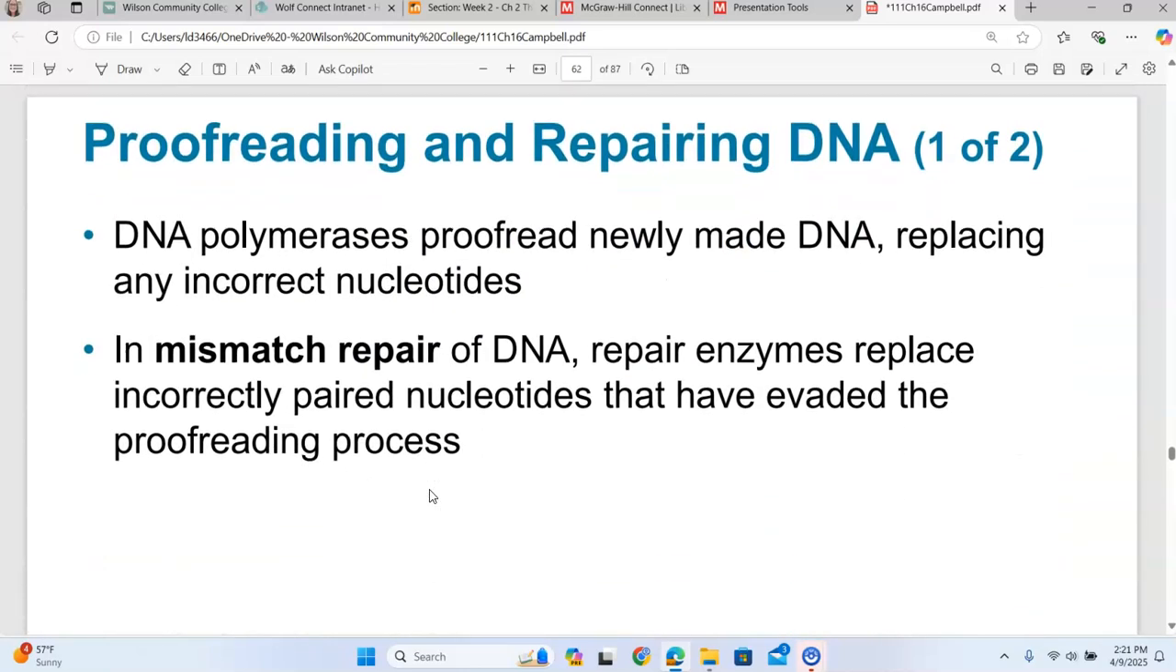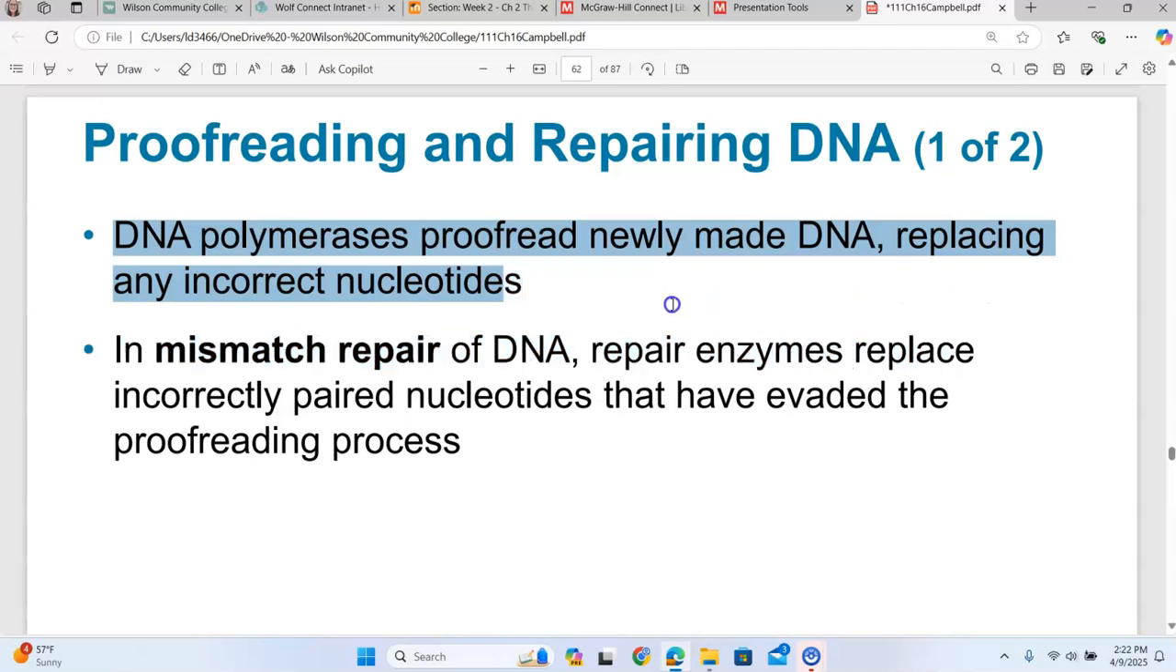All right, now the really good thing is that when DNA replicates, it does make mistakes. So another thing DNA polymerase can do is proofread and check for mistakes. Mistakes being like, instead of T pairing with A like it's supposed to, maybe an A pairs with an A, or a G pairs with an A. So DNA polymerase proofreads the new DNA strand and fixes errors, replaces any incorrect nucleotides.